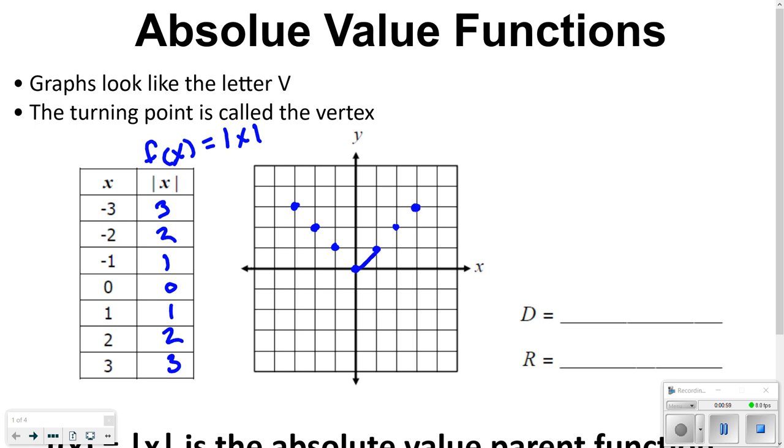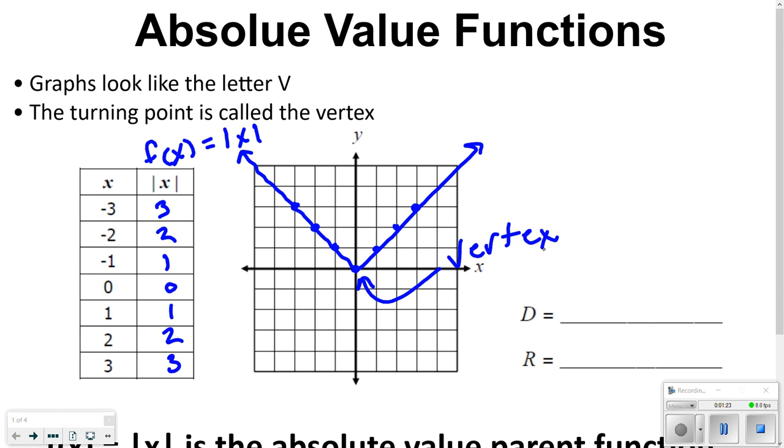And that brings me to my first point I want to make here, which is that absolute value functions always make a V-shape. Okay, it should actually come to a sharp point. That turning point is called the vertex, which I have already written above. Okay, so we have a vertex that makes this V shape. Those are important things to know.